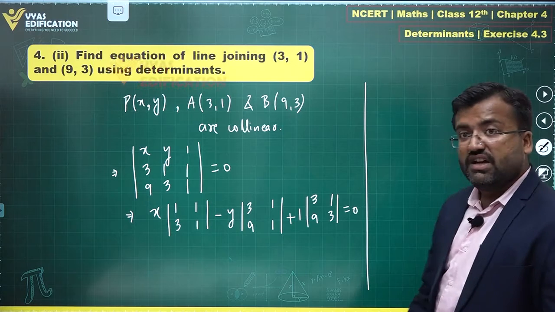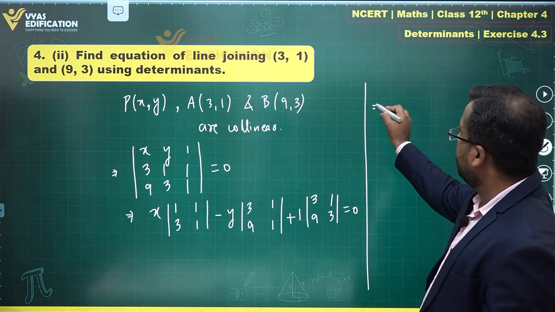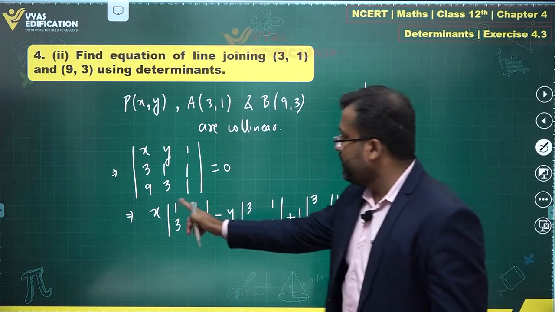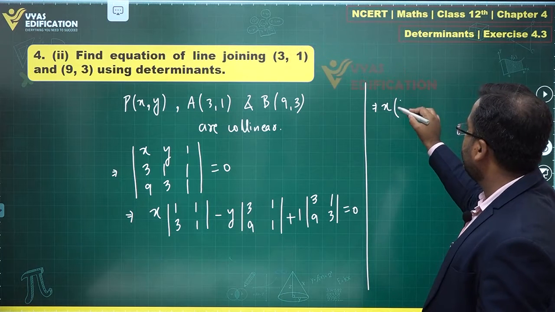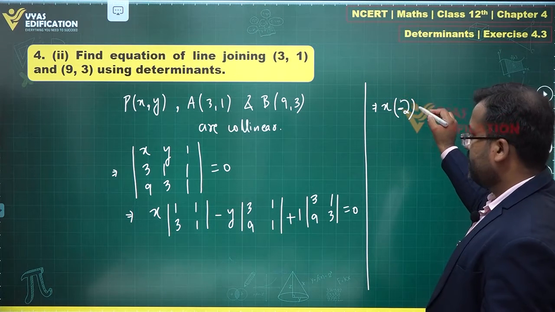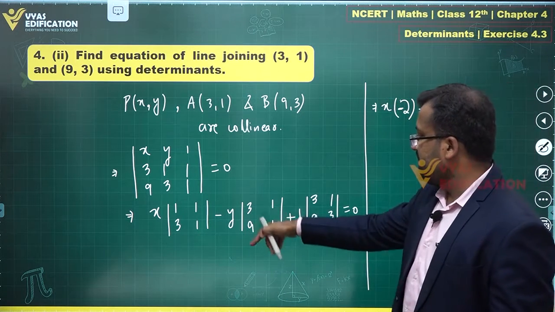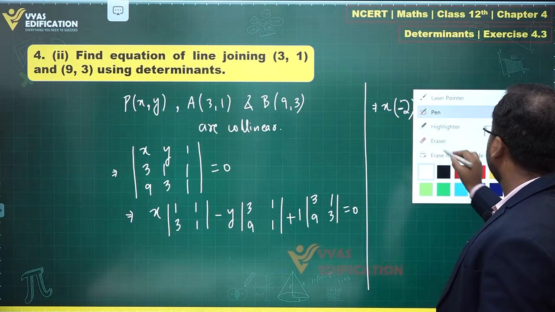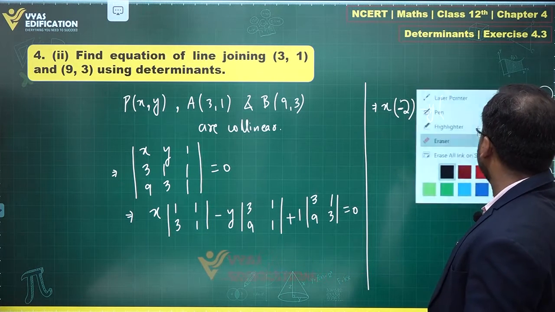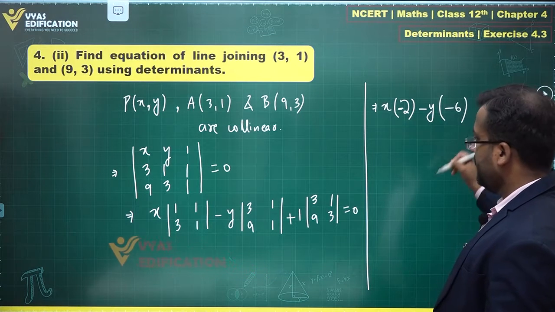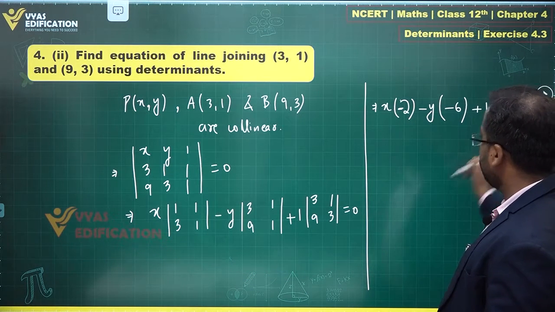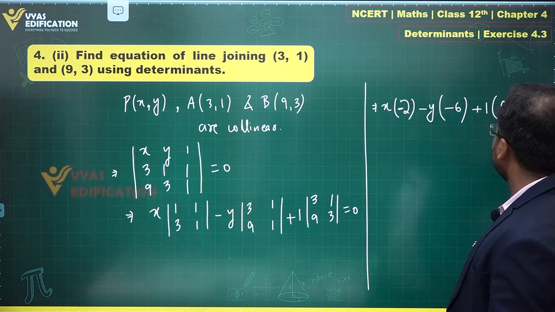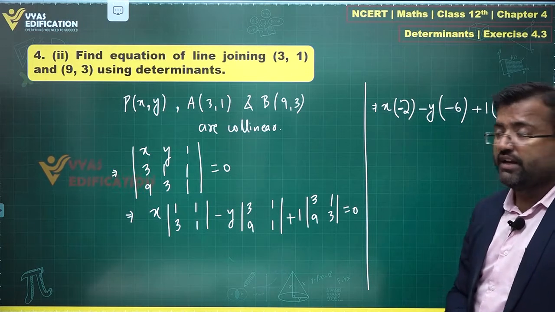Let's simplify this further. This gives me x times 1 minus 3, which is minus 2, minus y times 3 minus 9. 3 minus 9 is minus 6 actually. Let's write that, minus 6. And plus 1 times 9 minus 9, which is simply 0, equals 0. This is what you get.